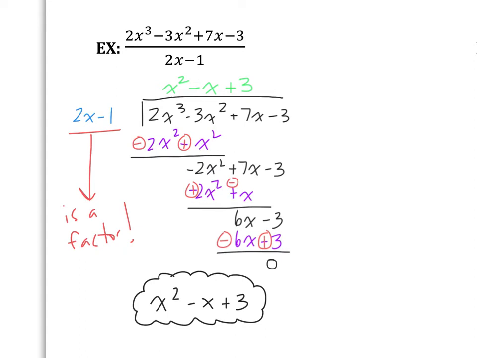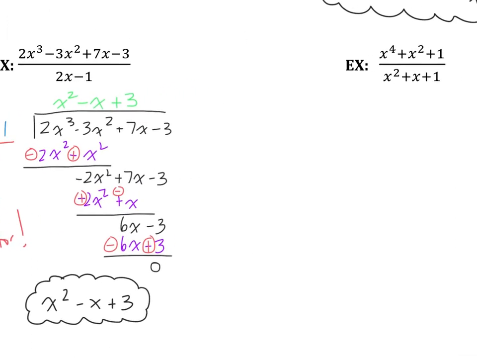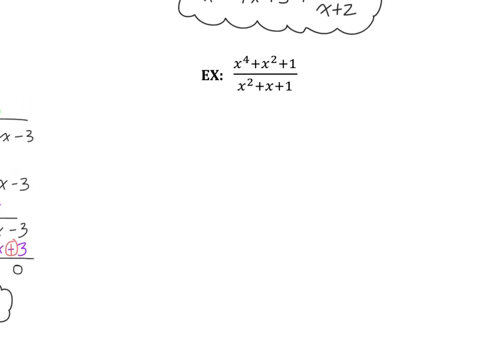Okay, let's move on to the very last example. And now we're taking a quadratic. We're dividing by a quadratic, okay? But what we should notice again is we always look for placeholders. So now we have a degree 4, which means I need a degree 3 term, which we don't have. We have a degree 2. We don't have a degree 1, but we have a degree 0.